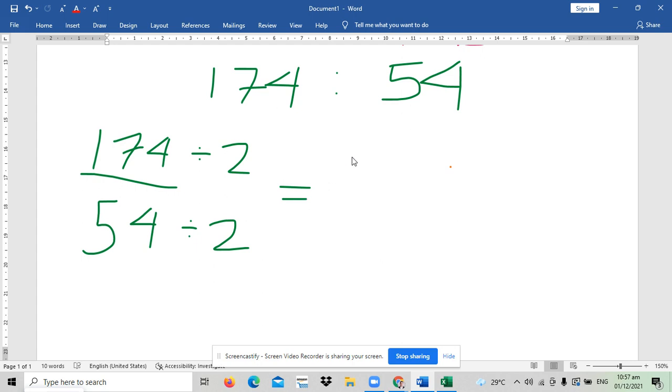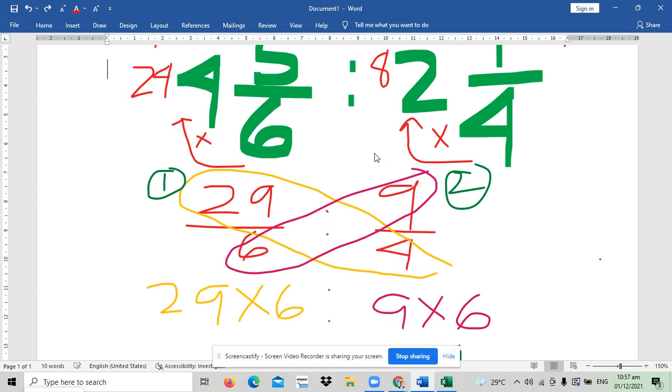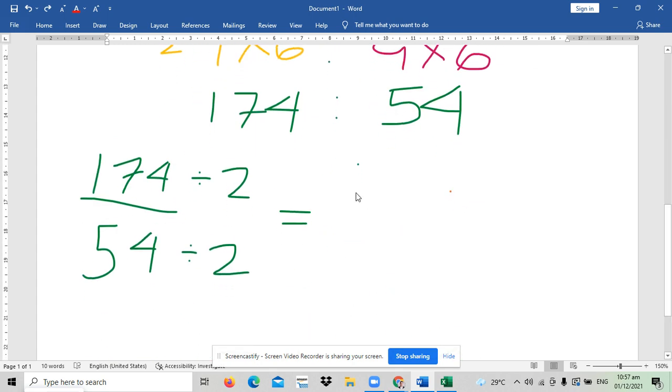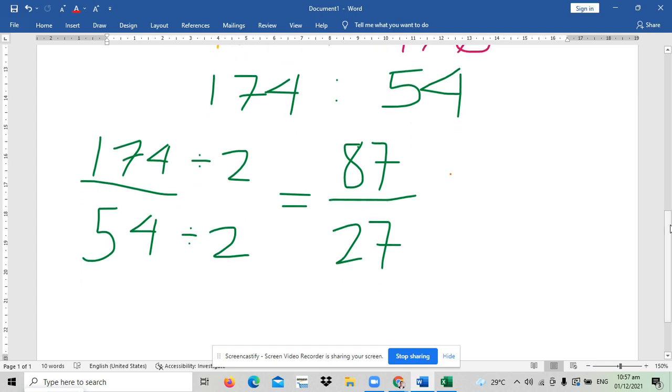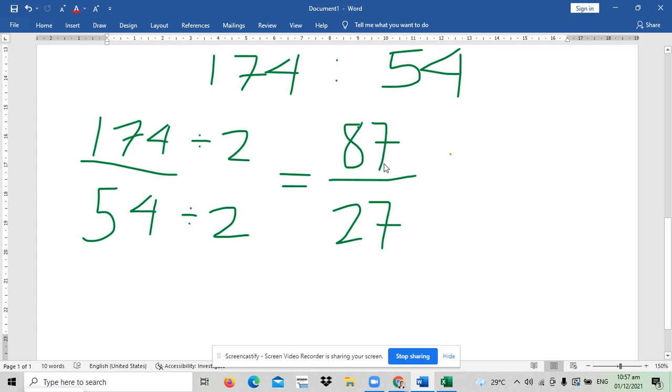You start with 2 and then try to see the result. 174 divided by 2 would be, sorry, that would be 87. And then over, 54 divided by 2 is 27. Now we will try to see if there is still a number that can divide both 87 and 27. We could not divide 87 by 2 anymore because it ends with 7. It's an odd number. We could not divide an odd number.